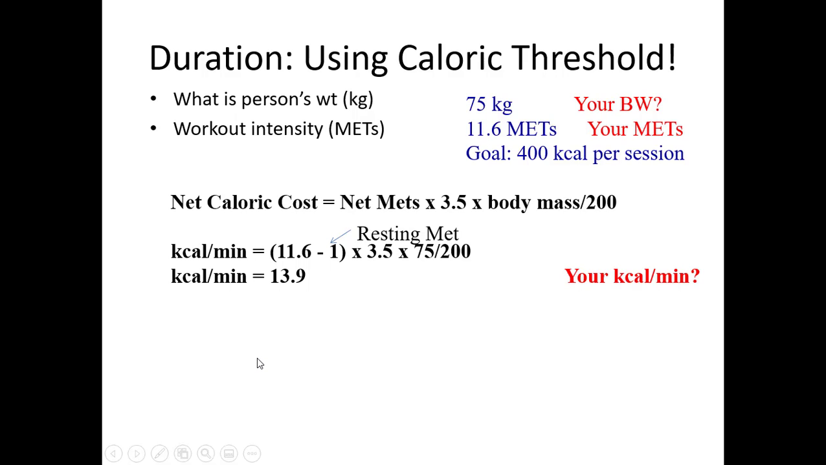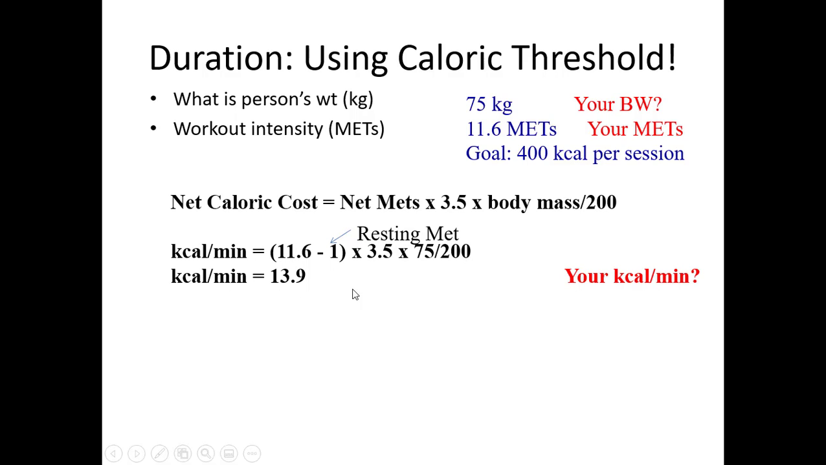So it means only the exercise part. It doesn't make sense otherwise, so you need net METs, 11.6 METs. You calculate this with exercise intensity: METs minus 1, multiplied by 3.5. This is the equation, a constant value, multiplied by your body mass in kilograms and divided by 200. How about class? Does it make sense?